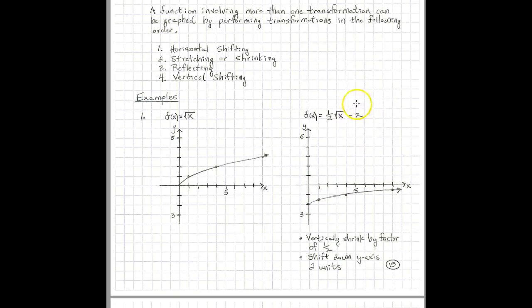Then this minus 2 shifts the entire thing down the y-axis a length of 2 units. So that point (4, 1) I was giving you an example of, being right here, would be shifted down 2 units, down to here. So we vertically shrunk by a factor of a half, and then we shifted down the y-axis by 2 units.